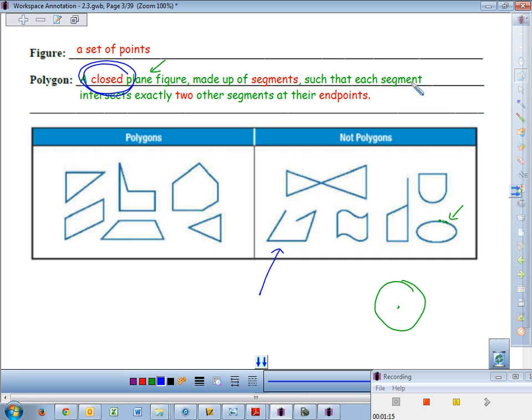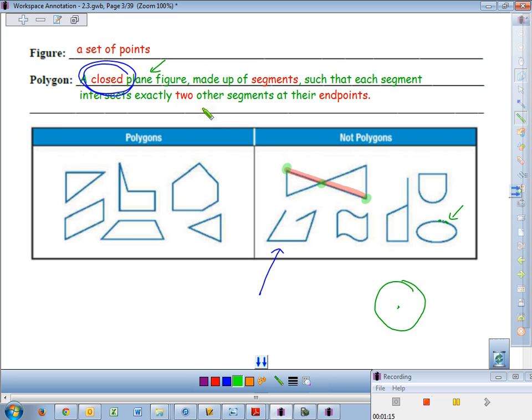Then each segment's got to intersect exactly two others. So watch my highlighter. See this segment right here that I've highlighted red? Let's see how many places it touches. 1, doesn't it touch another segment right there? 2, doesn't it touch another segment right there? And 3, too many times. It's got to crisscross, right? It can't happen.